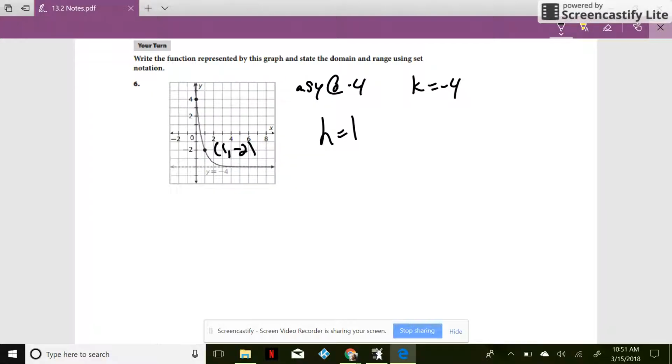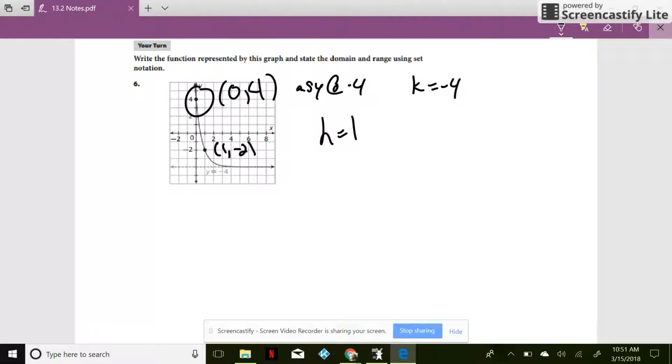So we're continuing looking at this exponential decay function. We're trying to write out what the function is if we're given the graph. We found our asymptote was at -4, so our k value, our y shift, is -4. The point closest to the asymptote is telling us that our h value is 1. We've shifted to the right 1. So we'll use the other reference point here, which is at (0, 4).